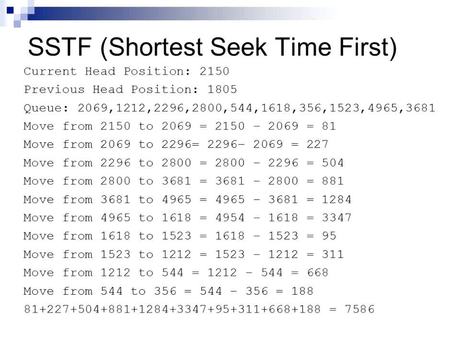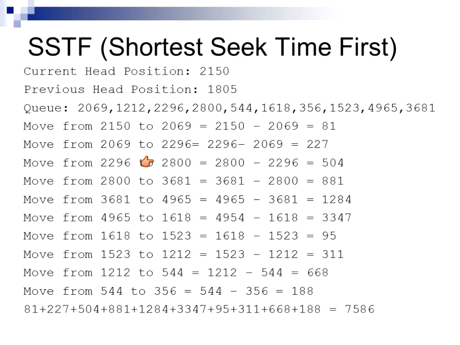So when I worked through this, I got the first cylinder that it should be accessing would be cylinder 2069, which is 81 cylinders away from the current position. Then it would go to 2296, which is 227 cylinders away. Then it would go to 2800, which is 504 cylinders away.